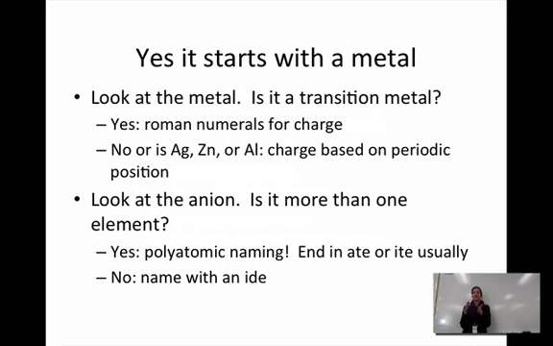Look at the anion. Is that anion made by more than one element? If it's made by more than one element, then that is a polyatomic, and your endings will end in ate or ite. Or if the second one ends in ide, or if it's just a single element, then that will be a single element from the periodic table.